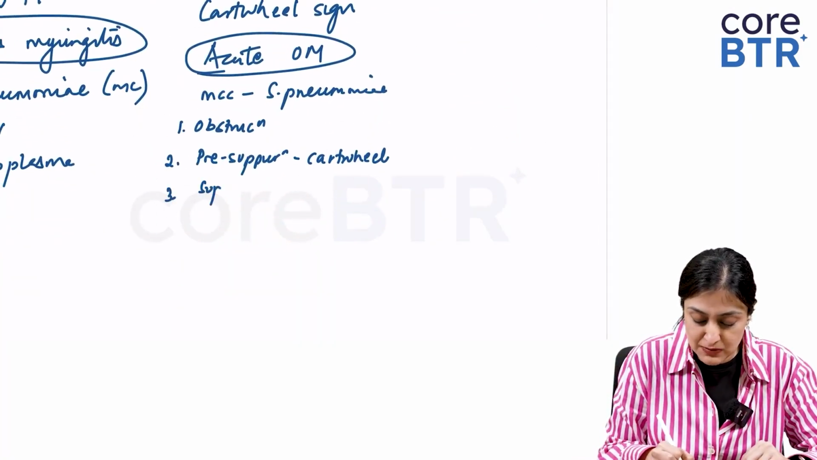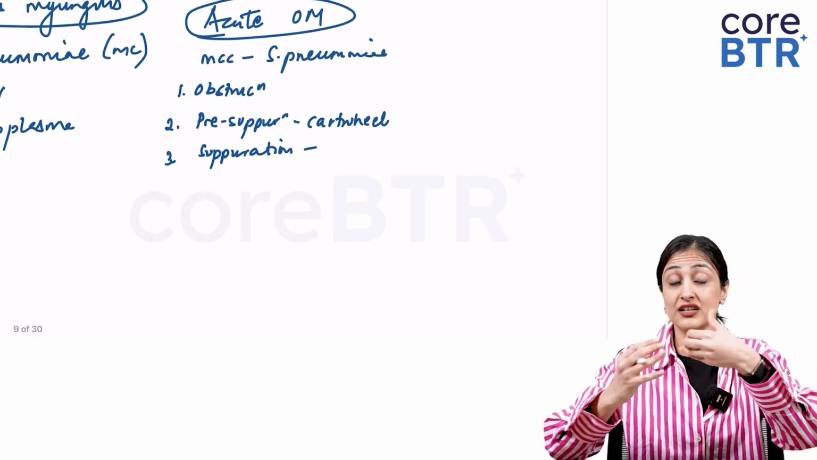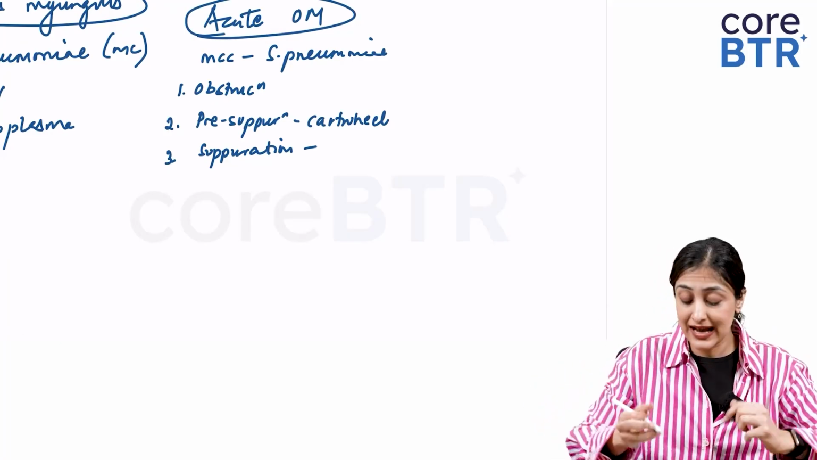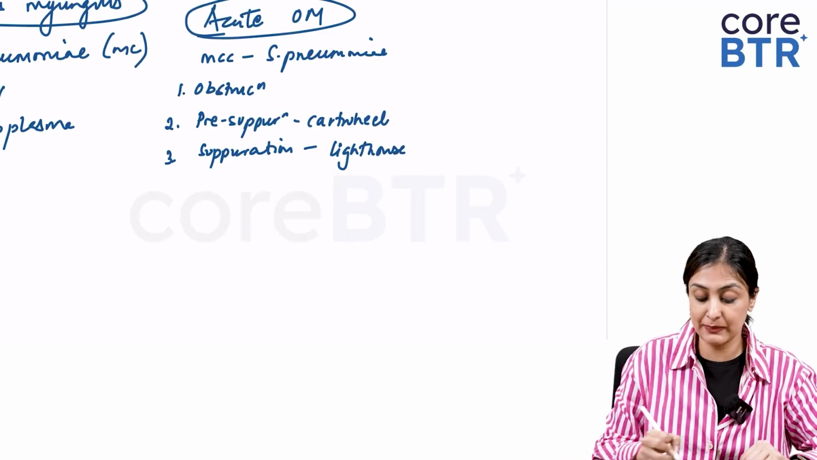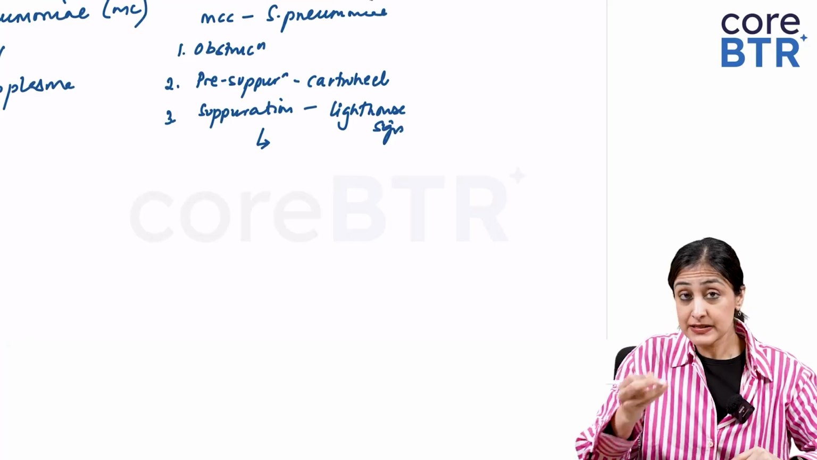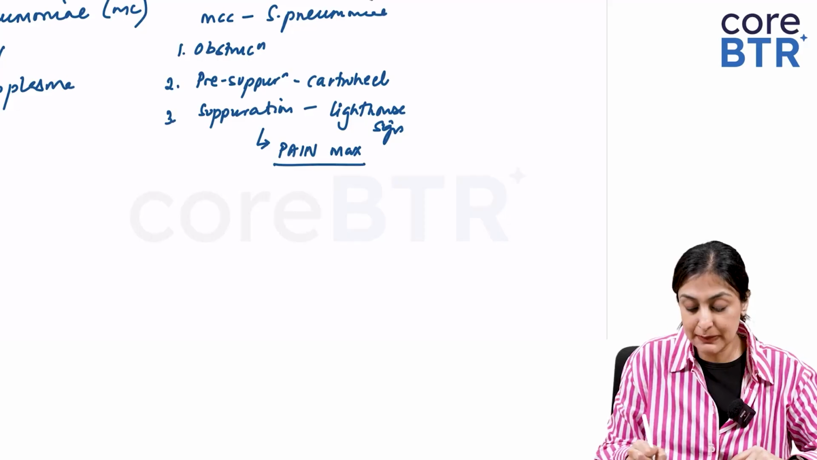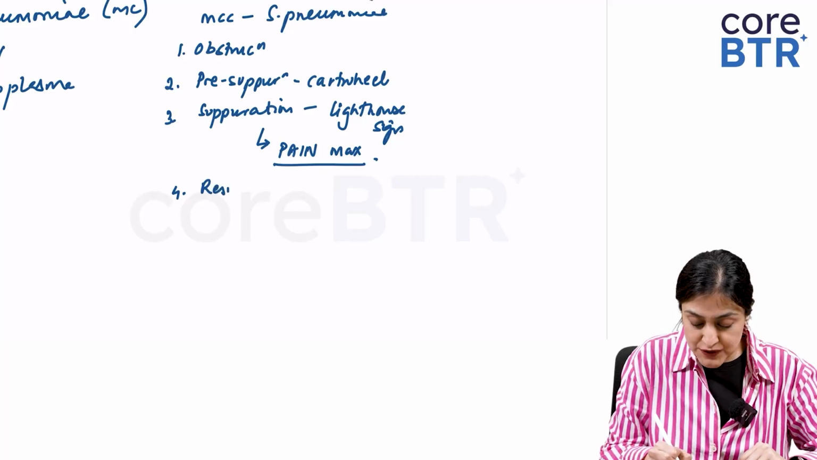Finally, it reaches its maximum peak, which is the stage of suppuration, and this is where you can literally see the tympanic membrane bulging red, and that is called a lighthouse, an inflamed red tympanic membrane like a lighthouse. And because pus is maximum, this is where pain is maximum, right? So this is where pain will be maximum in the stage of suppuration, and then it undergoes resolution.